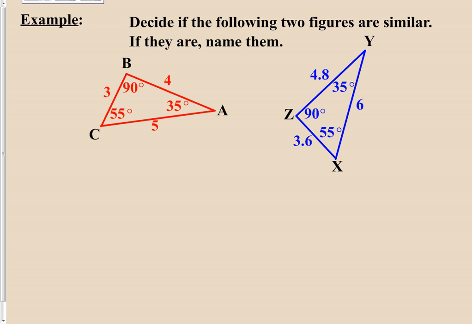And lastly, here are two triangles. I'm going to ask you to try to decide if the following two figures are similar, and if they are, to name them. So what you need to do is copy down these two triangles. You need to look back at the definition of what it takes to be similar, which is all sets of corresponding angles congruent and all sets of corresponding sides proportional. So you'll need to check and see if your three sets of angles are congruent. You will need to set up three sets of proportions and cross multiply and see if they work out.